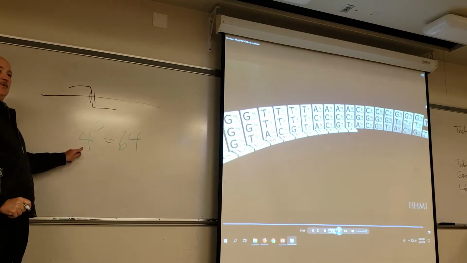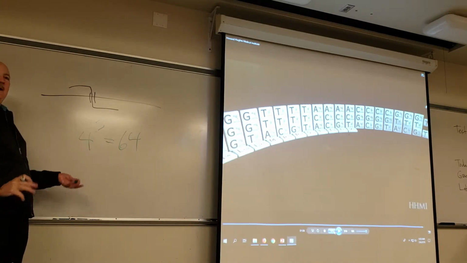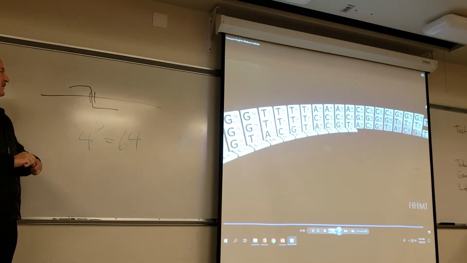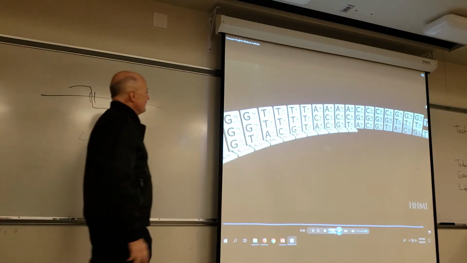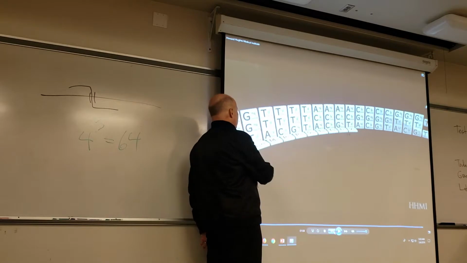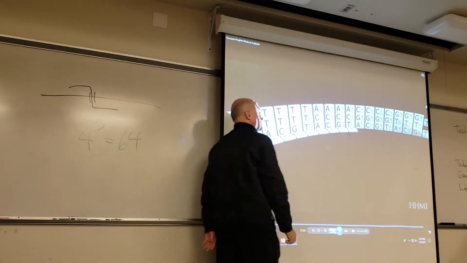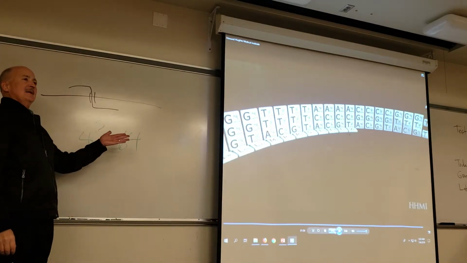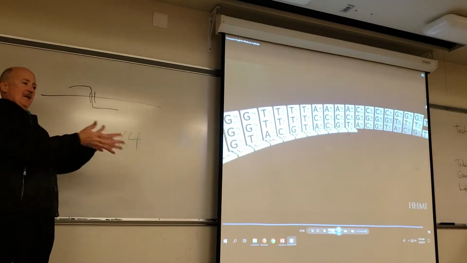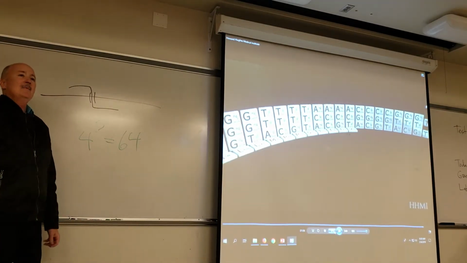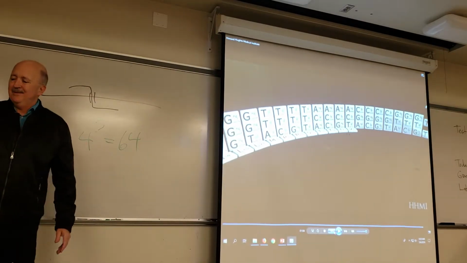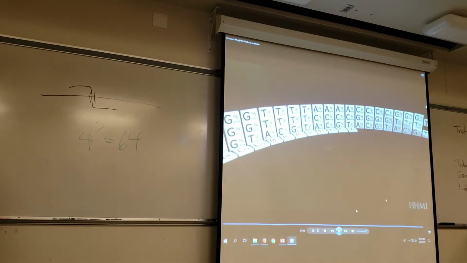4 to the first power is just 4. 4 to the second power is 16. 4 to the third, there's 64 different 3-letter combinations. And yet, now that gets interesting because there's only 20 amino acids. So really, you would only need 20 of these different combinations, plus 1 telling you to stop, so maybe 21. And yet, we've got 64. So what happens with all those extras? We'll see.